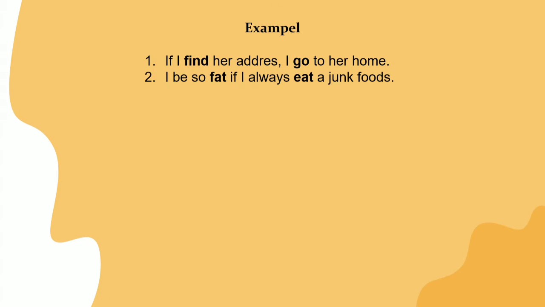Example number one: if I find her address, I go to her home. Number two: I am so fat if I always eat junk food. In these sentences, you will see the word if and the simple present. So type zero means a conditional sentence that uses if and the simple present.